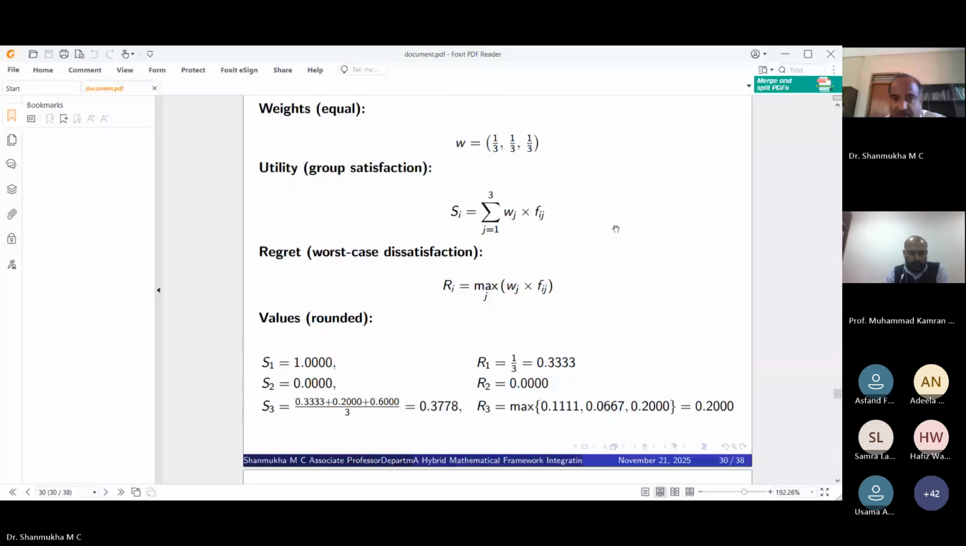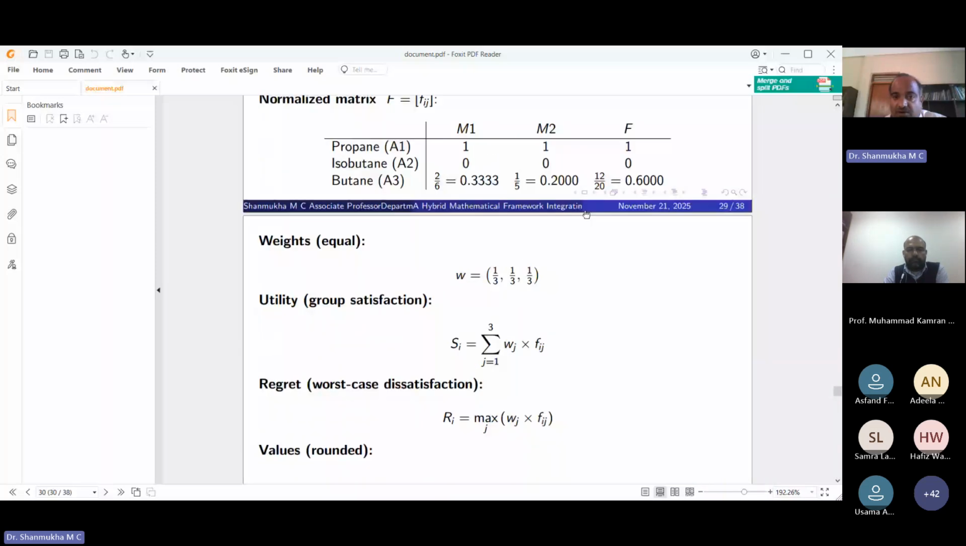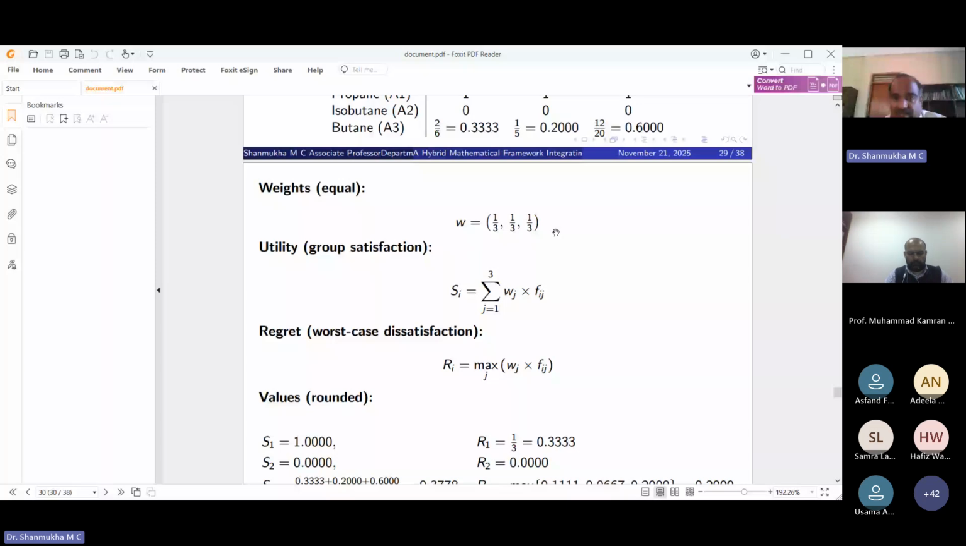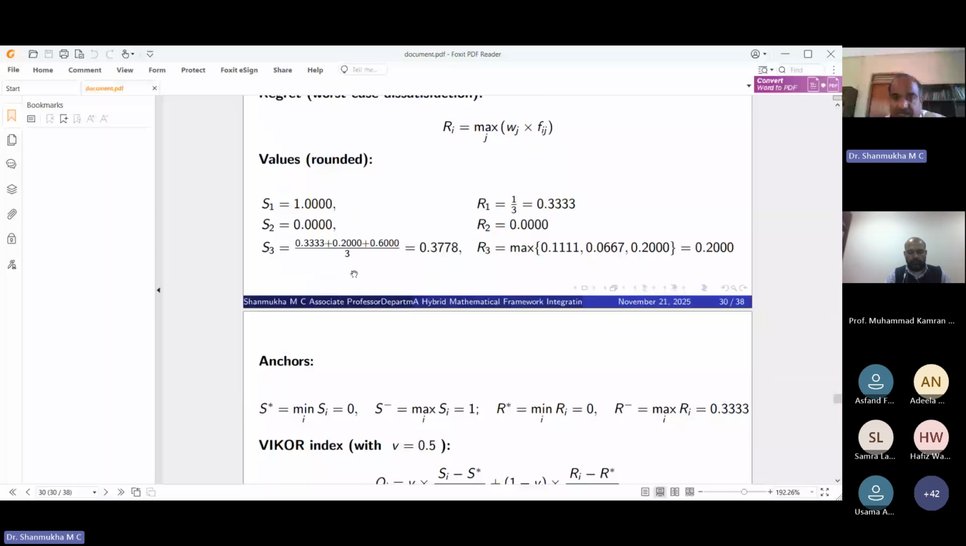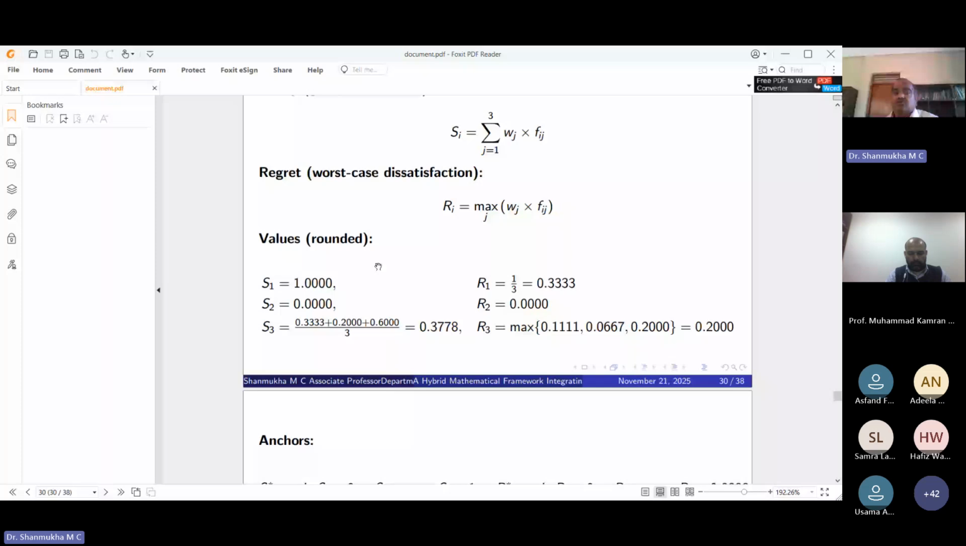Then the second one: 1 upon 3 into 0, plus 1 upon 3 into 0, plus 1 upon 3 into 0. The sum is 0 by 3, equal to 0. S2 is equal to 0. Then S3 is equal to 0.333 into 1 upon 3 plus 0.2 into 1 upon 3 plus 0.6 into 1 upon 3. The value of S3 is equal to 0.3778. So these are the utility criteria values of Si. Then we move on to the regret criteria Ri, the maximum of Wj into Fij.